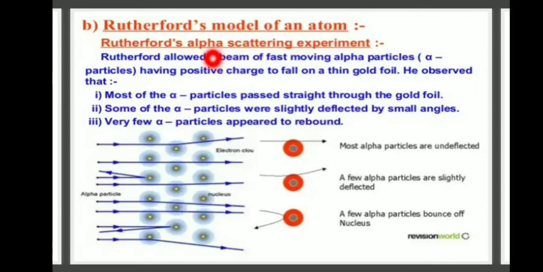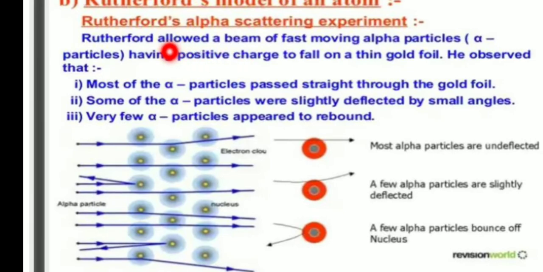Second, another important one, Rutherford's model of an atom, or Rutherford's alpha scattering experiment. Listen carefully. Rutherford allowed a beam of fast moving alpha particles having positive charge to fall on a thin gold foil. He observed that most of the alpha particles passed straight through the gold foil. Some of the alpha particles were slightly deflected by small angles. Very few alpha particles appeared to rebound.